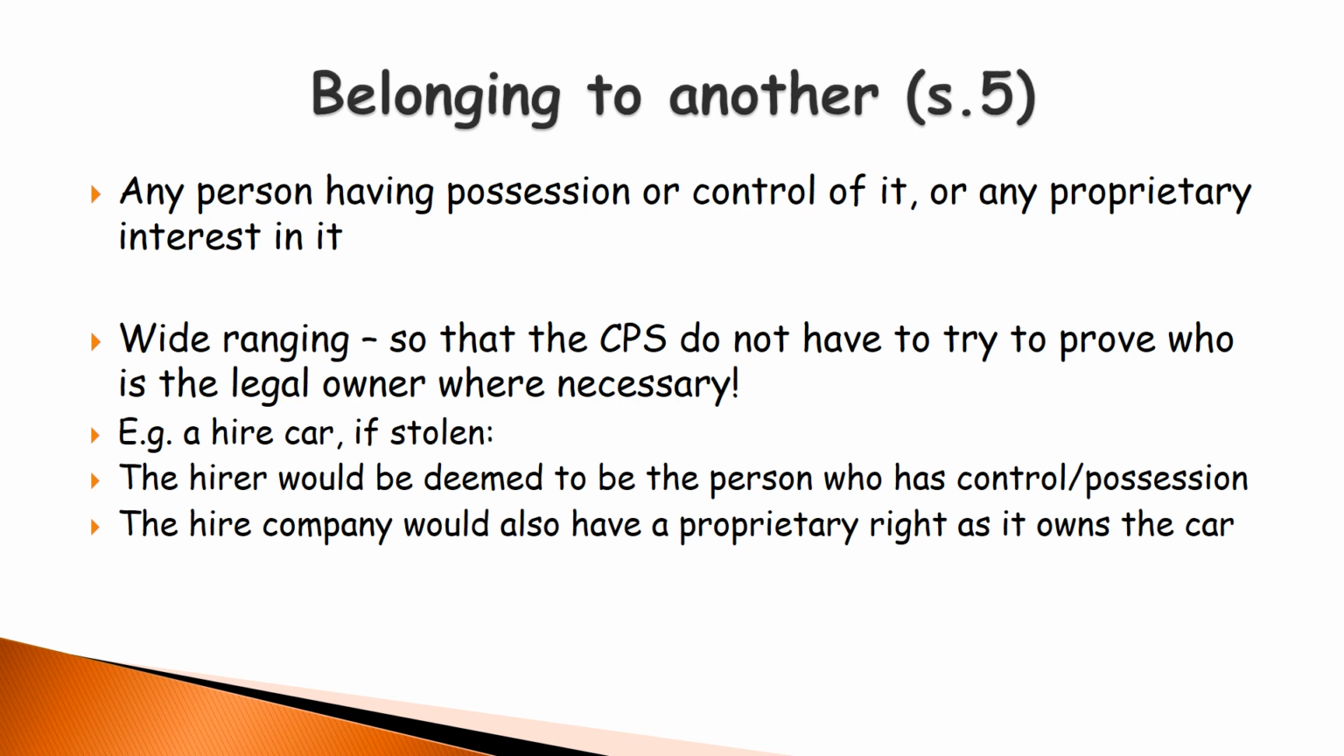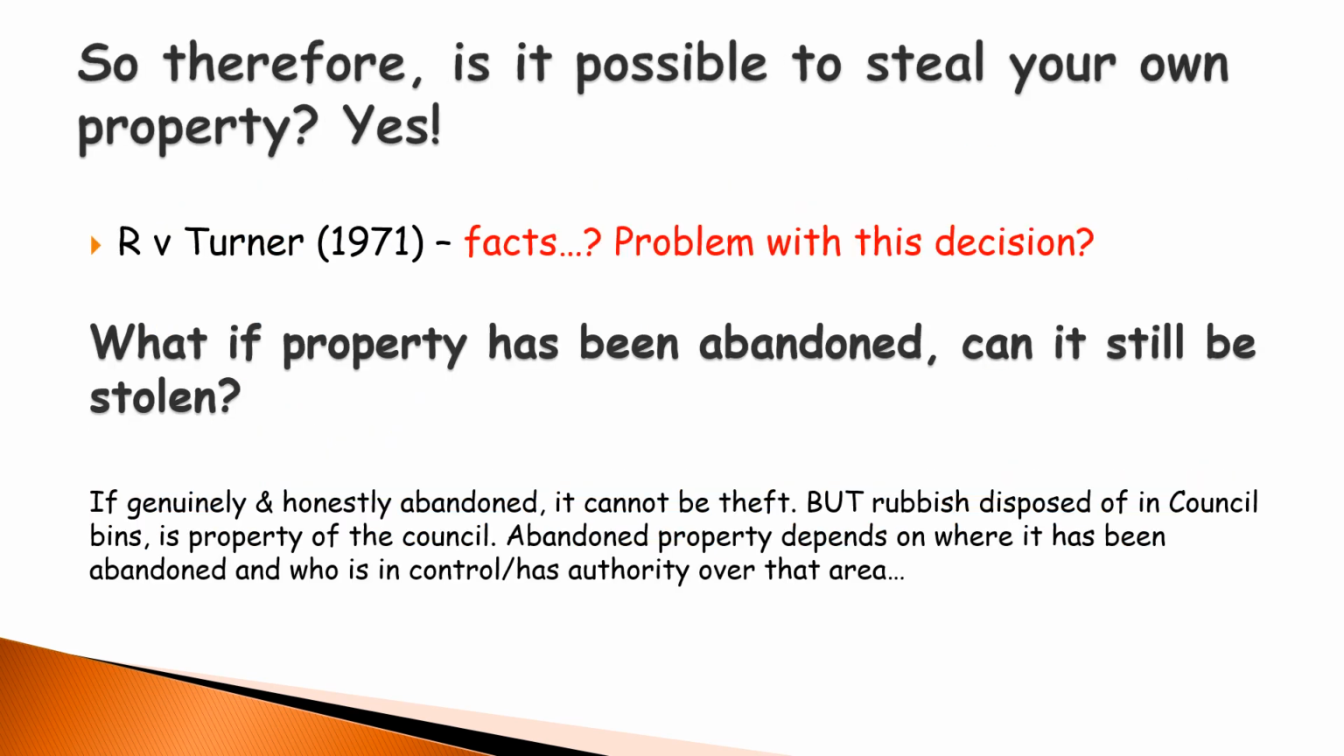Given how wide it is, there have been a few controversial cases. The case of Turner was one of those, a really famous case in the 70s, because Turner was accused of stealing his own property, his own car, and it made the papers, and he was actually found guilty. He took his car into a garage for repairs. When he went to pick it up, he saw that it was outside with the keys in it. So he took it without paying.